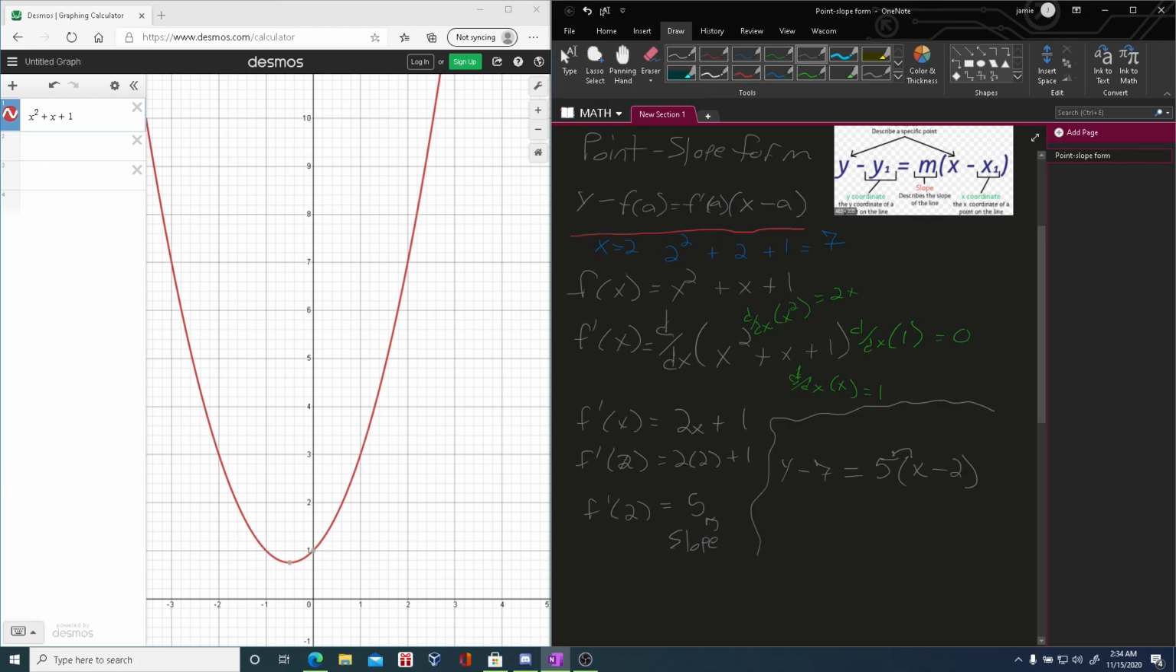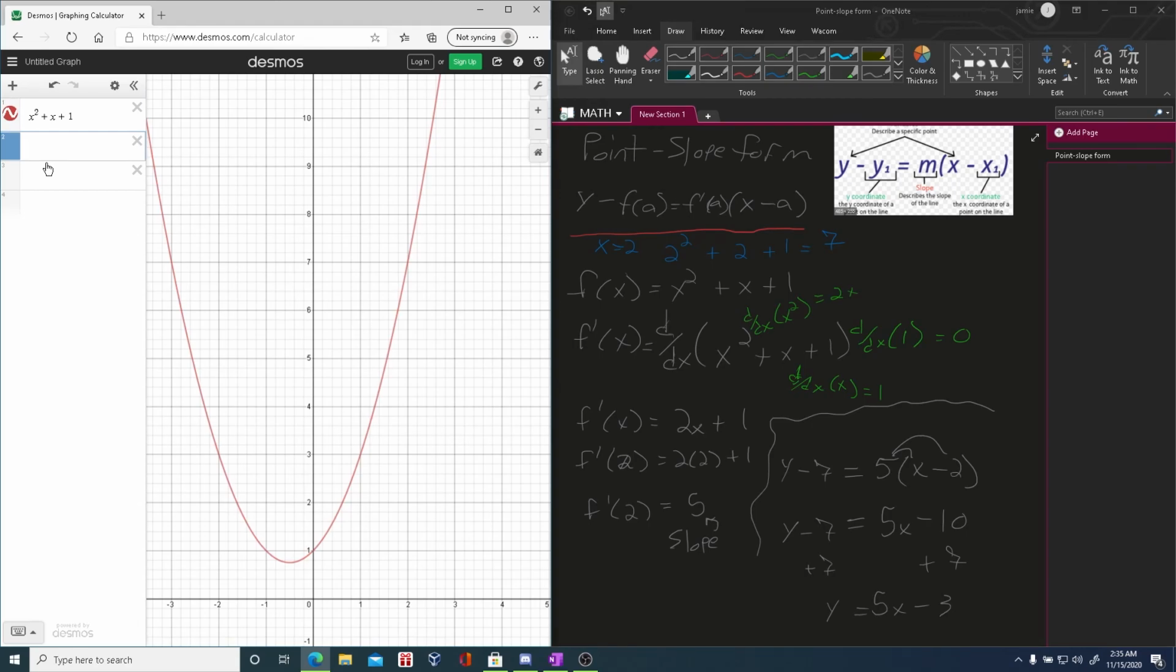We'll just multiply the 5 in. That's going to give us 5x minus 10. And then we can add this 7 to both sides, and that gives us y equals 5x minus 3. Now we just take that new function, that equation right there, y equals 5x minus 3, which looks really familiar.